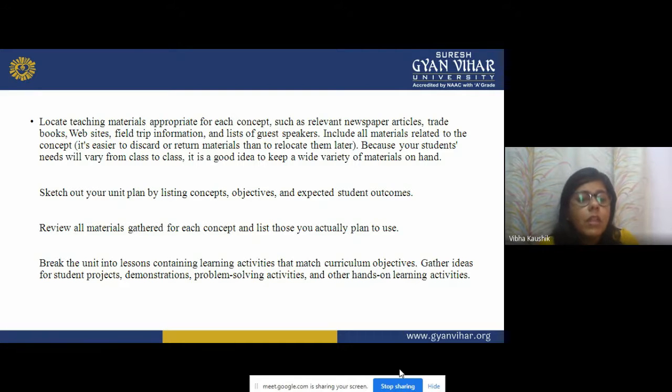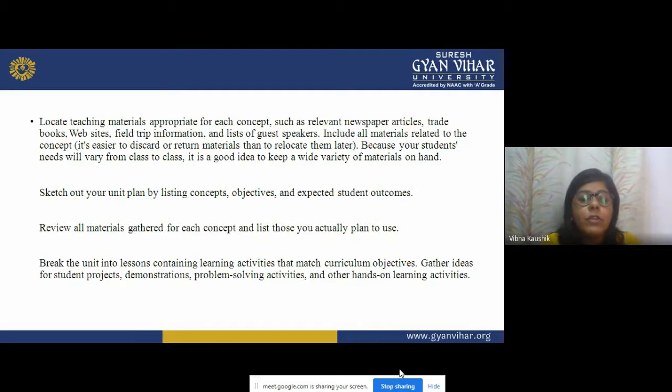Sketch out your unit plan by listing concepts, objectives and expected student outcomes. Now, sketch your unit plan means you can make a plan by listing that these are the concepts which I am going to teach, these are the objectives which I want to achieve, and the expected student outcome, what you want from your students, what they will be able to learn after the completion of that particular topic.